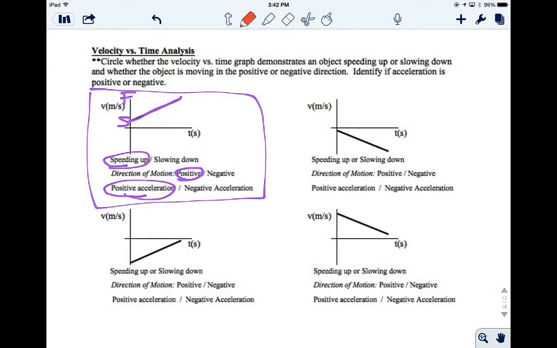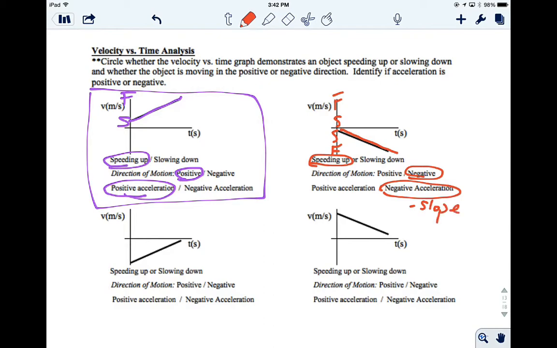Next line over. And remember this is the fast, slow, slow, fast. It's going from slow values to fast values, so it's speeding up. It's in the fourth quadrant of my velocity versus time graph, so it's negative, so moving in the negative direction. And it has a negative slope, so a negative acceleration.